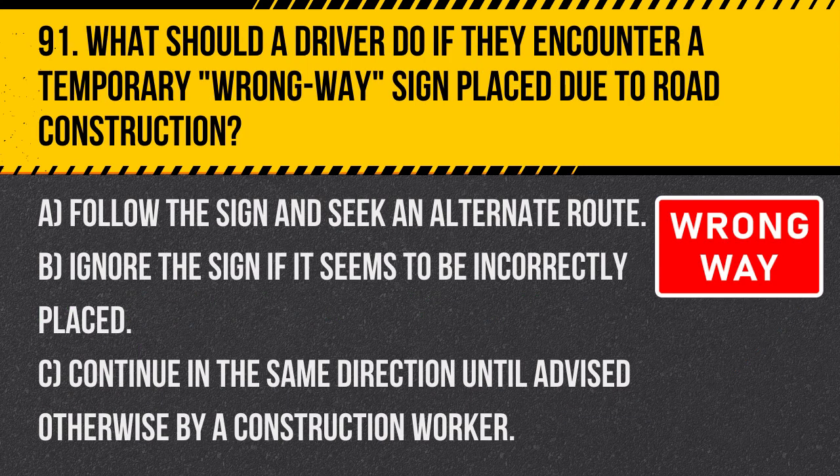Question 91. What should a driver do if they encounter a temporary wrong way sign placed due to road construction? A. Follow the sign and seek an alternate route. B. Ignore the sign if it seems to be incorrectly placed. C. Continue in the same direction until advised otherwise by a construction worker.